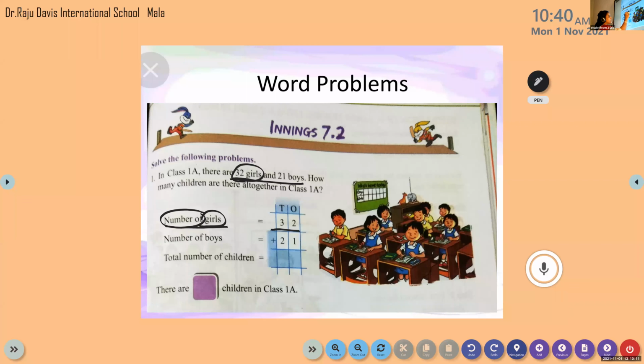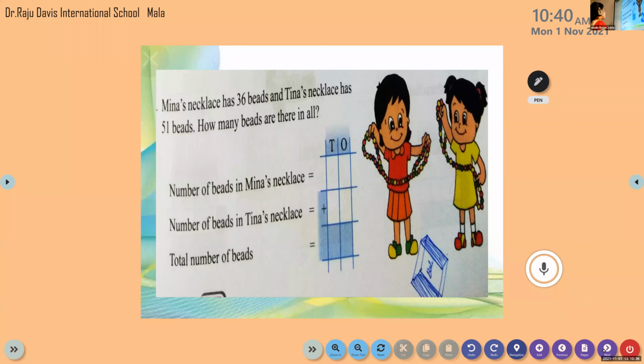And what is the next step we studied? Next one it is boys. So we can write here the next step is number of boys equal to 21. And the last step we have to find out the total number of children, isn't it? So total number of children is equal to 32 plus 21. Yes. So this one we already discussed in the last class. And this one also we discussed, isn't it, my dears? Have you remembered? Yes or no?